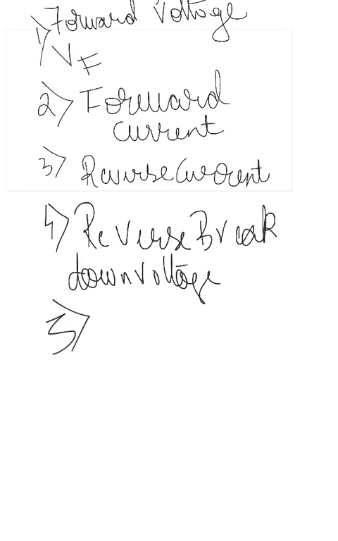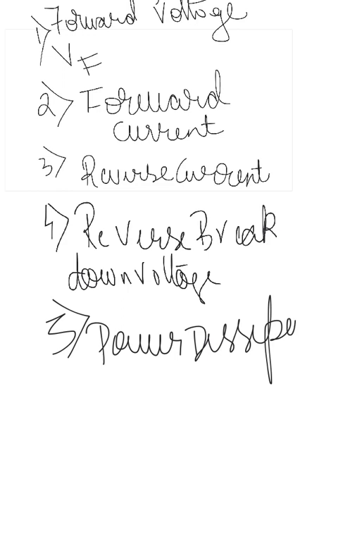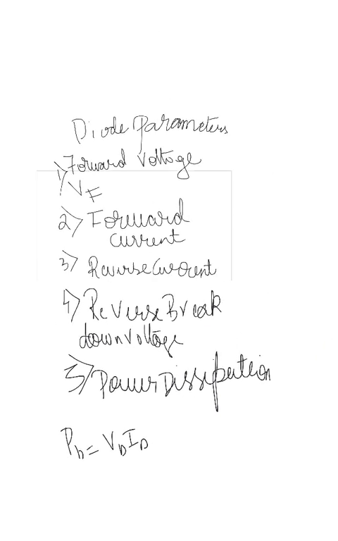The fifth one is power dissipation. It is the product of diode voltage and diode current. PD is given by VD into ID. Okay, so here I repeat it. The diode parameters are the forward voltage, forward current, reverse current, reverse breakdown voltage, and power dissipation.